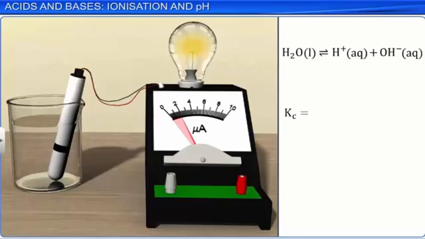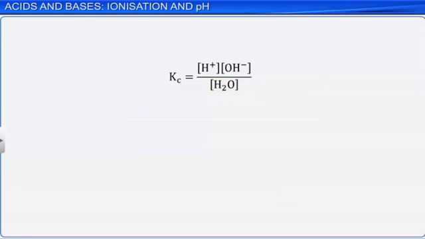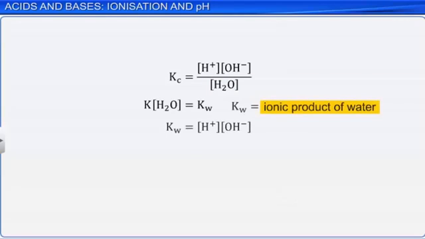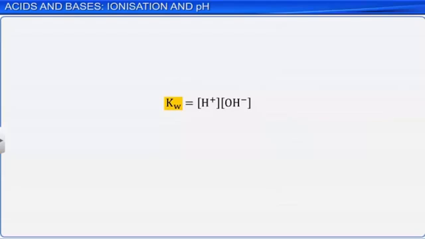The equilibrium constant Kc for this equilibrium can be written as Kc is equal to the product of the concentration of H plus ions and the concentration of OH minus ions divided by the concentration of H2O. Since the ionization of water is negligible, the concentration of water can be taken as constant. Thus, the concentration of H2O can be incorporated in the value of Kc to give a new constant, Kw, called the ionic product of water. The ionic product of water, Kw, at a given temperature, is defined as the product of the concentrations of the H plus and OH minus ions in water or in aqueous solutions.